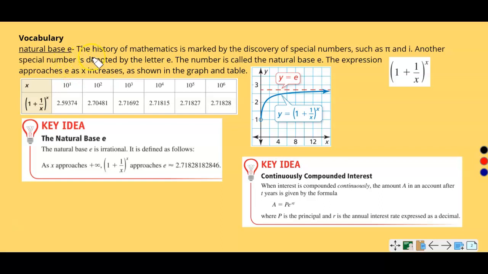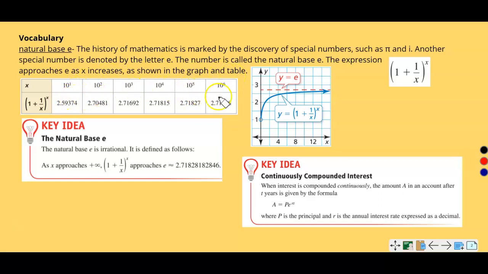So your natural base e. The history of mathematics is marked by the discovery of special numbers such as pi and i. Another special number is denoted by the letter e. The number is called the natural base e. The expression (1 + 1/x)^x approaches e as x increases, as shown in the graph and table.